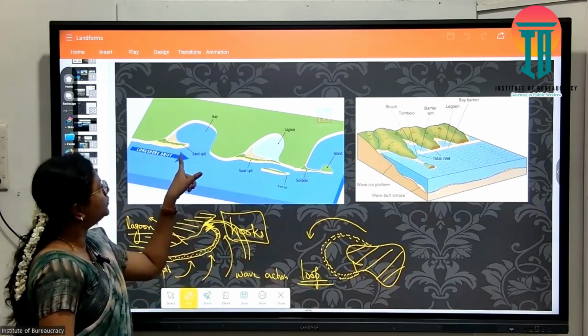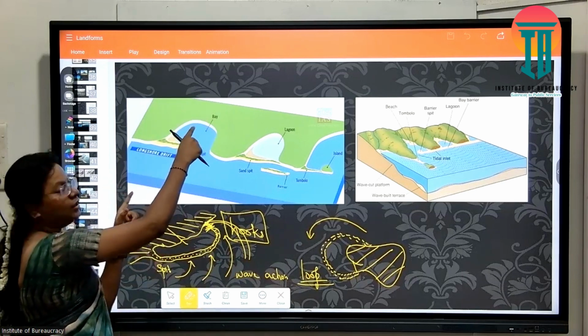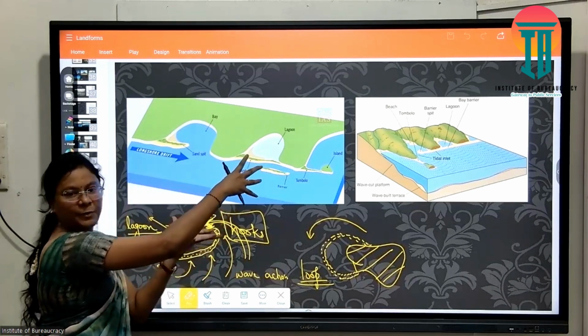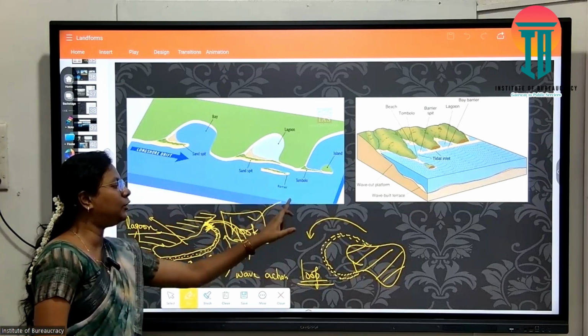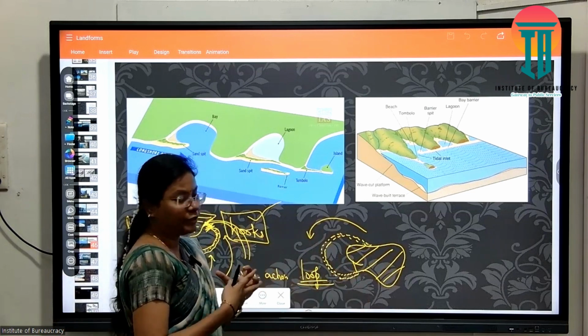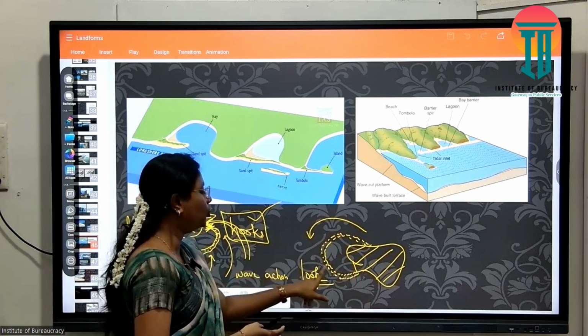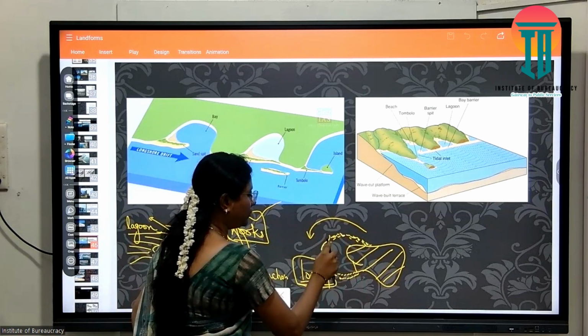So bars and spits are found mostly parallel to the land area, enclosing a lagoon. Sometimes a spit takes a curved nature known by the name hook, or it will complete an entire enclosure without any tidal inlets. That is known as loop. Okay, so this is my loop.